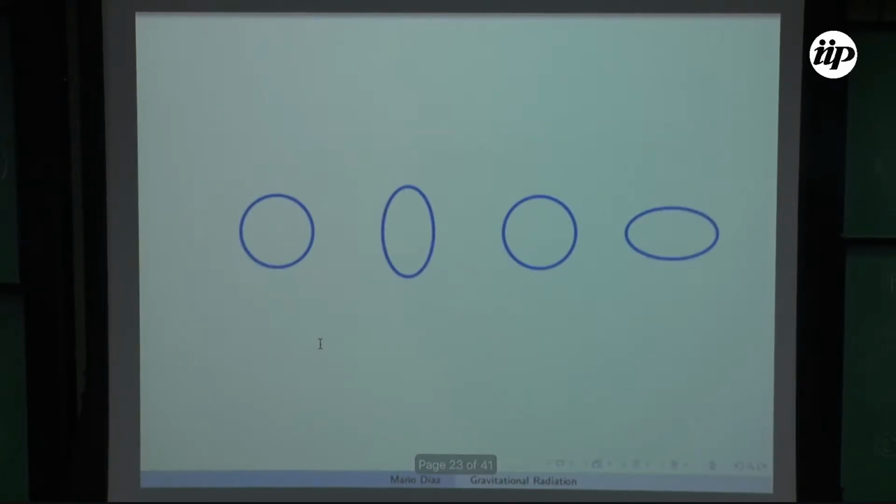So this is just an example because these are PDFs. I cannot show the movies, but you probably saw them. Go to Wikipedia, you're going to see them, and the frequency with which they are being stretched and elongated is the frequency of the wave.